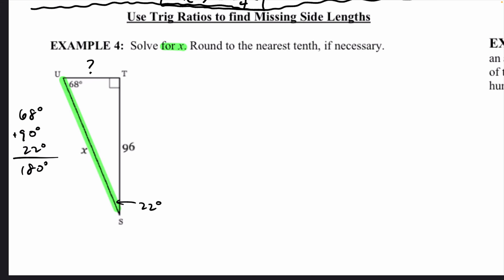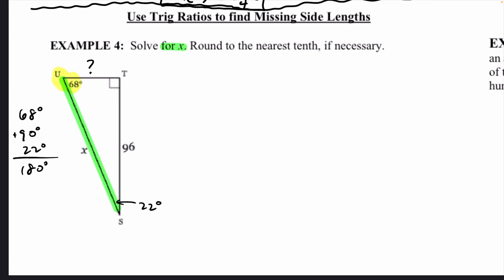So if I choose angle U, that's 68 degrees, right? I know that. Angles aren't lengths. Angles are openings. How wide is this door open, right? That's a small angle. Bigger angle, right? So that opening is 68 degrees. Okay, so if I'm at U, I have 96 and I have X, right?